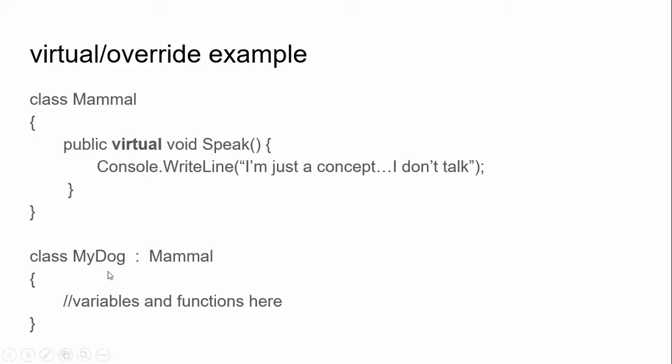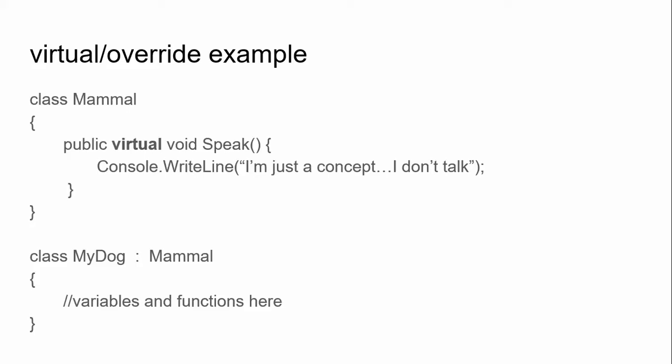So if I make a class called my dog, and it inherits mammal, I get the speak function through inheritance. You inherit everything in your base class, and if I don't override it, if I don't redefine it, I make a dog and I call its speak function. It's just going to say I'm just a concept, I don't talk, which doesn't make a whole lot of sense. So in the dog class, how do we provide a speak function that overrides the one in mammal?